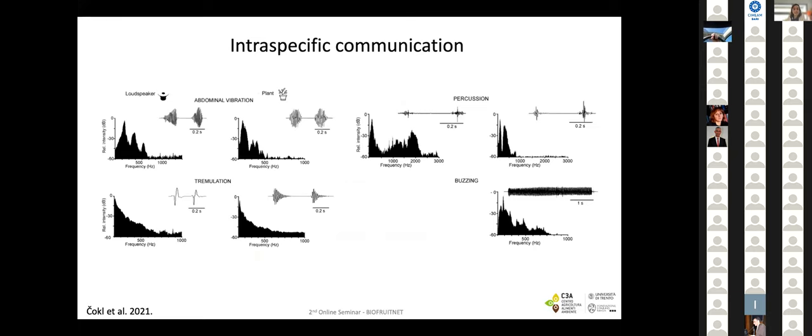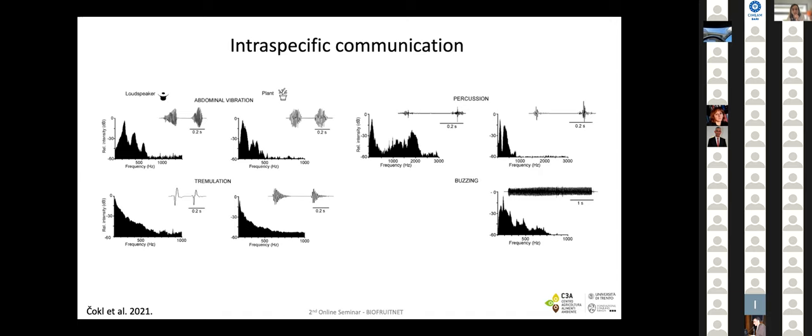What I would like you to point out is that they have different ways to produce vibrational signals. So each individual can vibrate the abdomen or tremulate or beat the substrate in what is called percussion movement. And each of these ways produces a different vibrational signal, not only depending on the way it is made, but also depending on the substrate. So in the picture that you see here, for abdominal vibration, for example, there are two signals described. One has been recorded on a loudspeaker, and the one on the right has been recorded on the plant. And this has been done also for the tremulation and for the percussion method. Every time the signal that has been recorded is a little bit different.